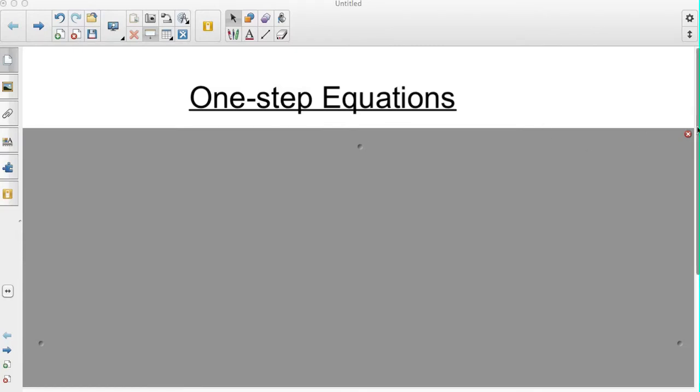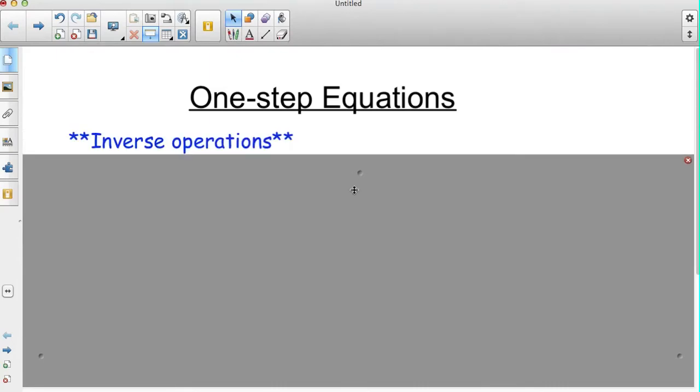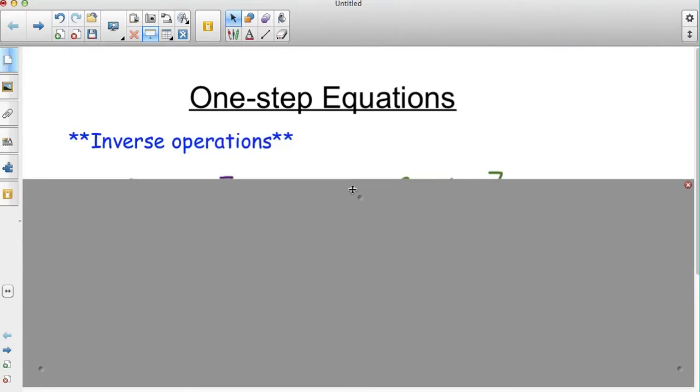As we go, I want you to keep in mind this, there it is, inverse operations. We know that an operation is add, subtract, multiply, and divide. Inverse would mean simply the opposite. So you'll hear us talk about that, the inverse operation, when you're solving an equation.